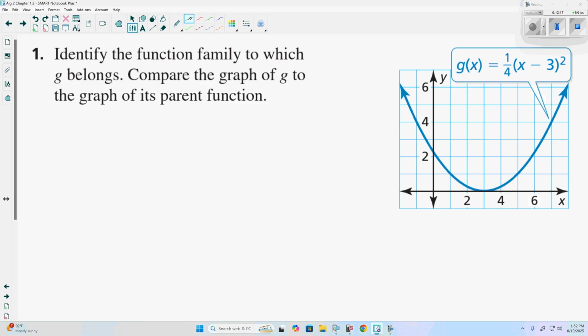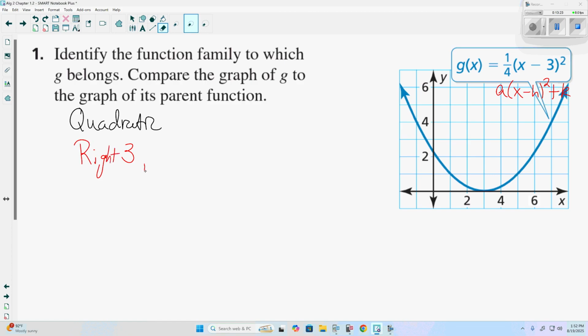One-fourth times x minus 3 squared. What's its family? Quadratic. Do we have a value of k, moving it up or down? Do we have a value for h, moving it left or right? So it is 3, yes? Would it be left or right? Right. It would indeed be right 3, because again, left and right is the opposite of what we think. X minus 3 makes us want to think it's going to the left, but it's actually going to the right.